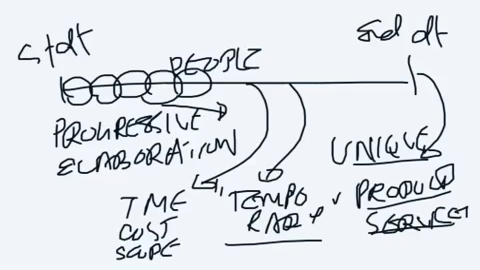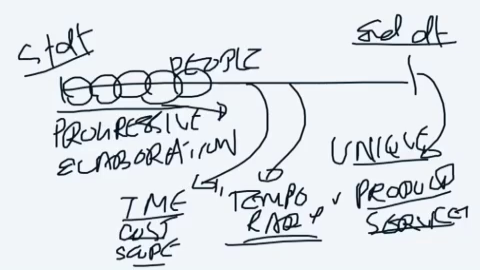So in a nutshell, every project has a start date and end date. It is temporary in nature. It has the characteristic of progressive elaboration, and it is constrained by time, cost, and scope, and performed by people. And every project delivers a unique product or service as an output.